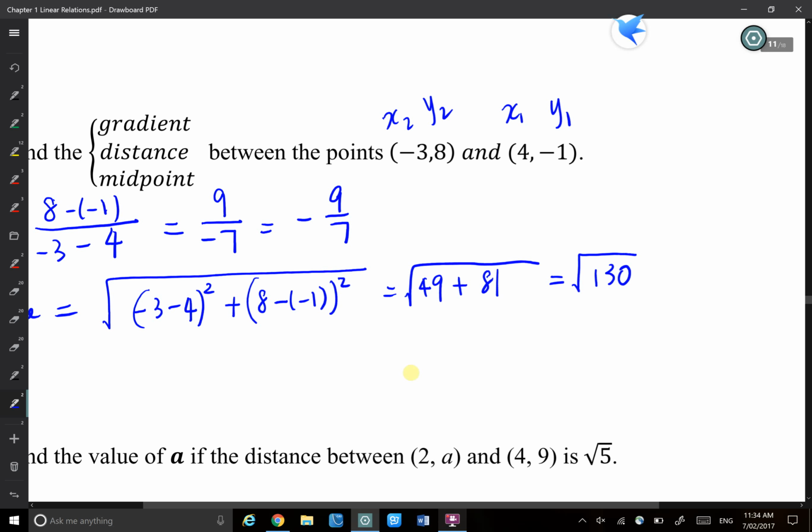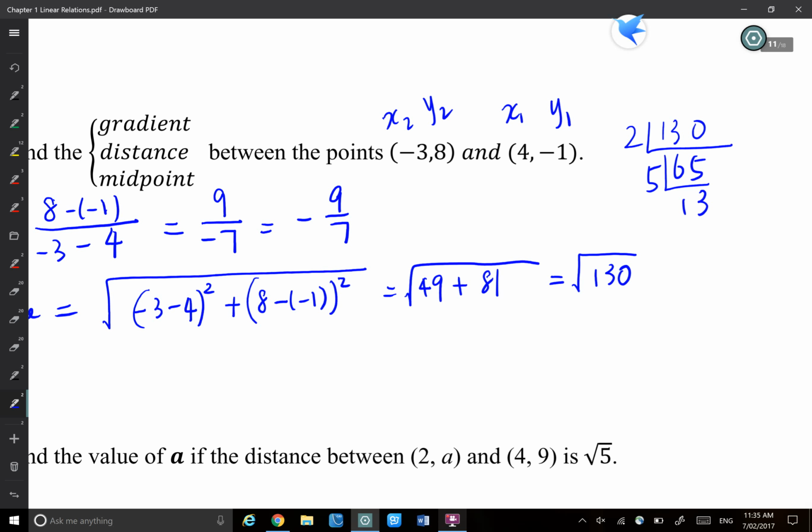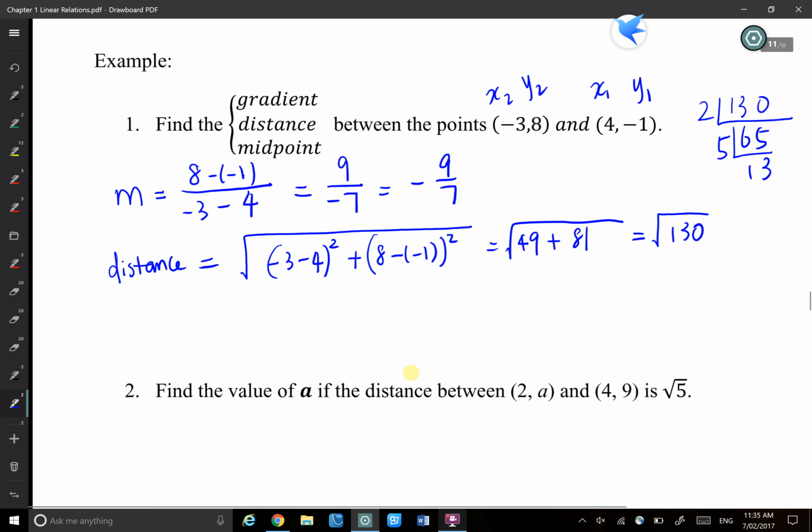Let me check whether it simplifies. 130 divided by 2 is 65, and divided by 5 is 13. There's nothing I can take out from the square root. I cannot simplify the square root because the prime factors are 2, 5, and 13. I don't have 2 repeated ones. So that is the simplest form: square root of 130.